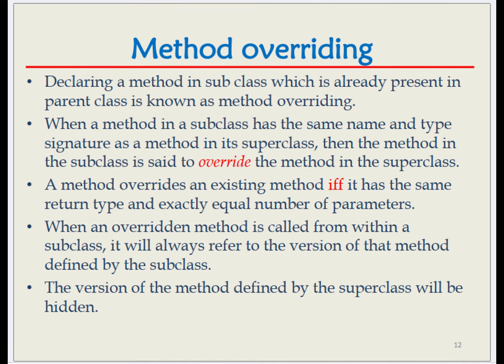Method overriding. Declaring a method in a subclass which is already present in the parent class is known as method overriding. When a method in a subclass has the same name and type signature as a method in its superclass, then the method in the subclass is said to override the method in the superclass. A method overrides an existing method if it has the same return type and exactly equal number of parameters. When an overridden method is called from within a subclass, it will always refer to the version of that method defined by the subclass. The version of the method defined by the superclass will be hidden.